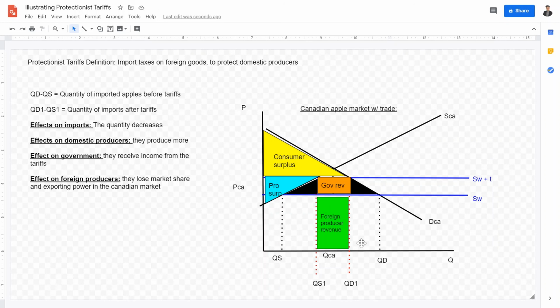So in total, this is what it looks like. This is what each stakeholder has in the illustration of the protectionist tariff.